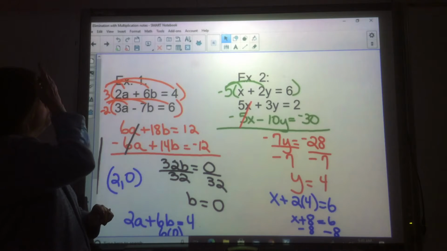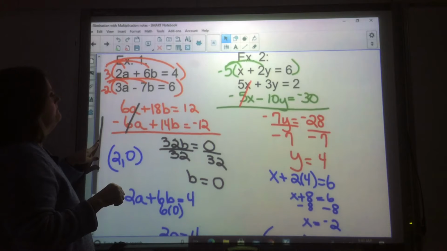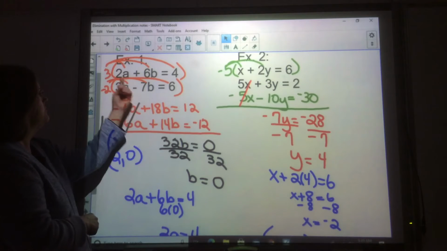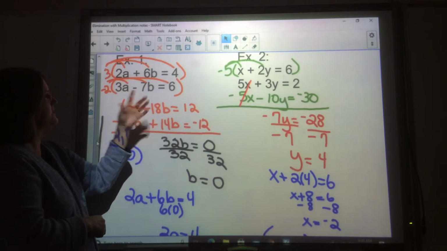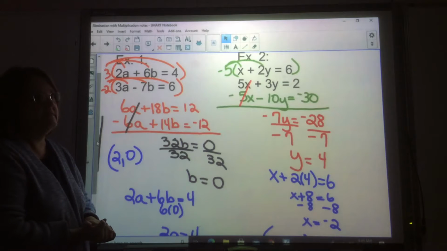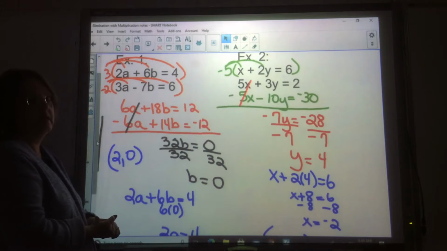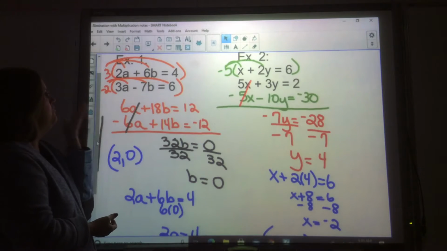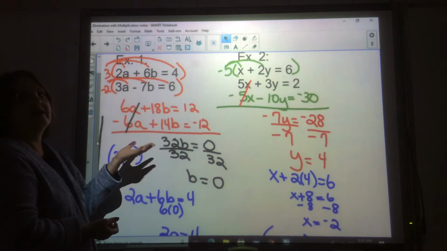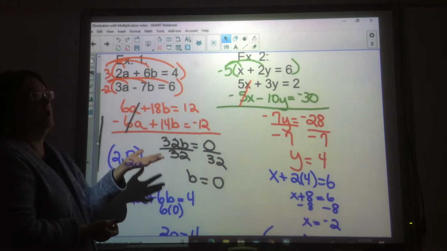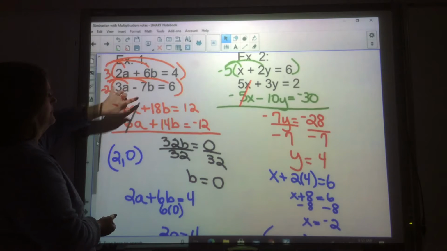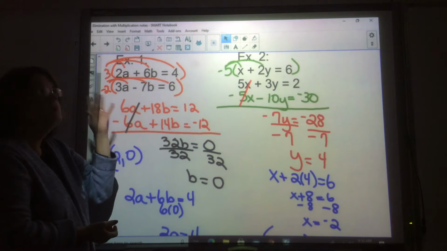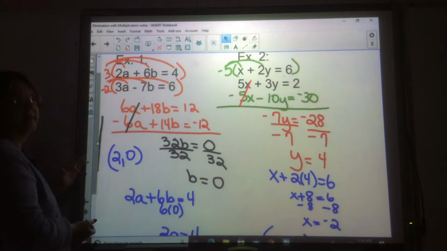Okay, now this is example number 1. The original equation, if you can see how I wrote over everything, is 2a plus 6b equals 4 and 3a minus 7b equals 6. Now, it doesn't really matter which one of these variables you decide you want to eliminate, whether it's the a or the b. I usually do the one that you don't need to multiply as much by. So 6 and 7, I'd have to multiply this by 7 and this by 6, and it just makes everything larger. So I chose to eliminate the a.